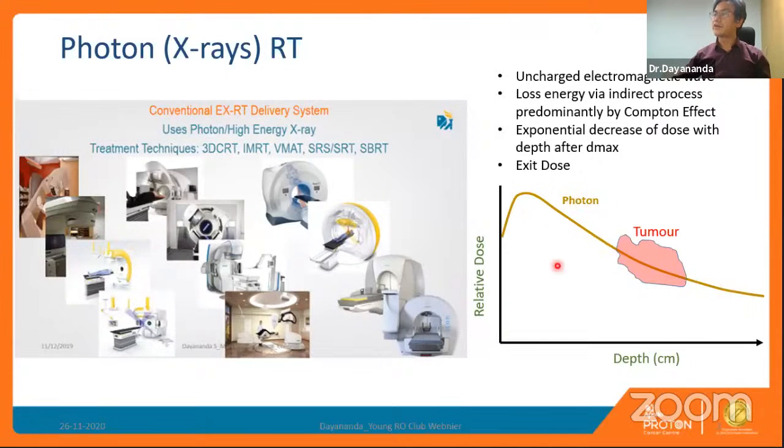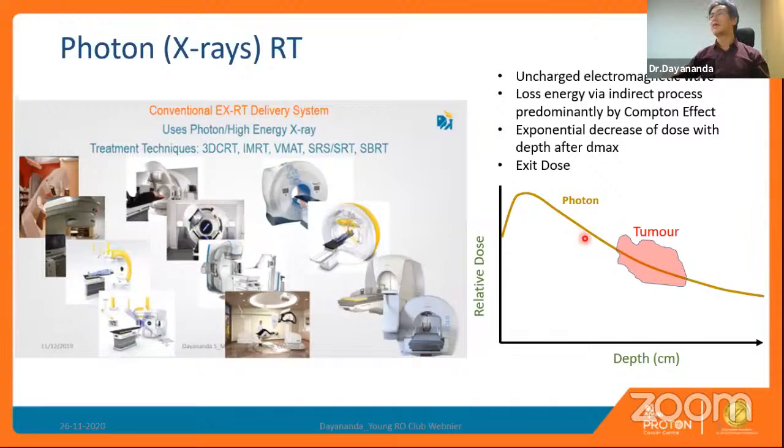But even if we increase the number of fields, we can reduce this entrance dose, but this is going to lead to an increase in the integral dose. So this is the characteristic of the radiations which cannot be altered. But then the question is, is there any other way wherein we can explore other types of radiation?